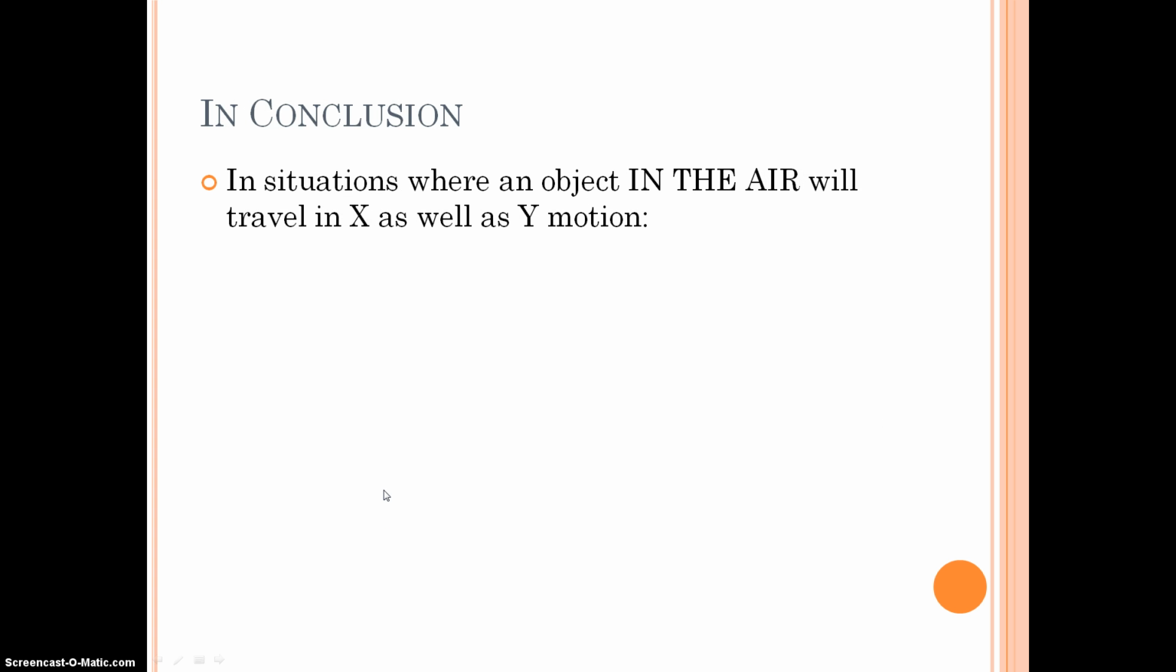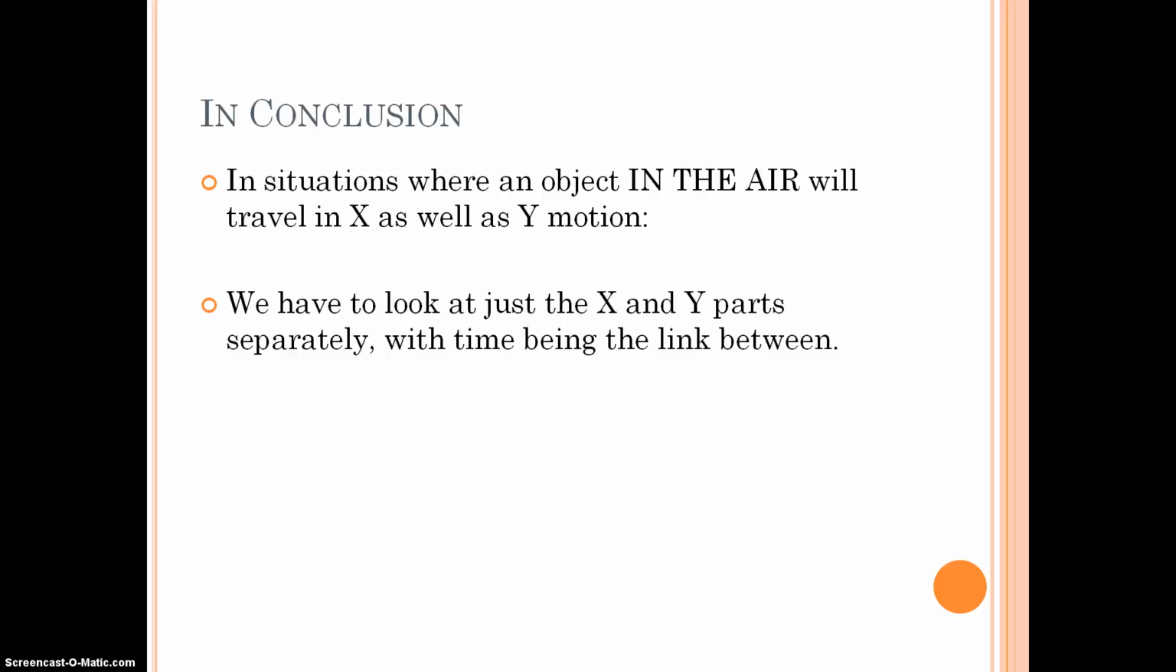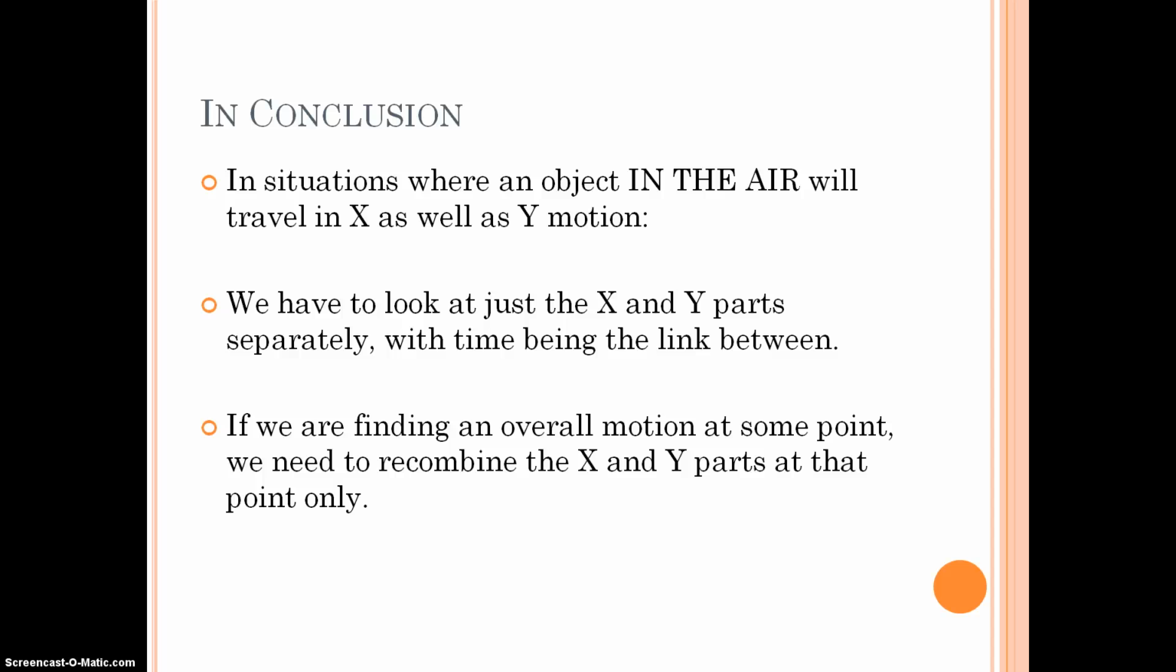Now I'm going to show you one last thing, and that is this conclusion. In situations where the object's in the air and has x and y motion, that's what we've been talking about, we have to look at the x and y parts separately, with time being the link between. And if you're finding an overall motion at some point, like for example, how fast is it going after 4 seconds, we have to combine the x and y parts at that moment only. And with this, wonderful students, let me show you a cute little simulation and you'll be on your way.